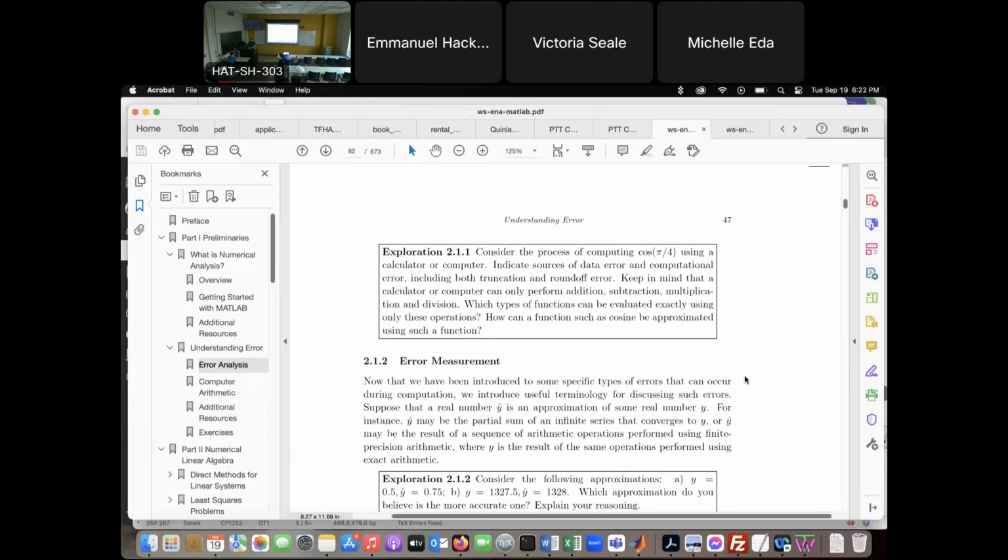So the function cannot be evaluated exactly using add, subtract, multiply and divide. We need some way of approximating it. And what can that be? This is something that actually comes up in, for instance, calculus 3. It was covered there.